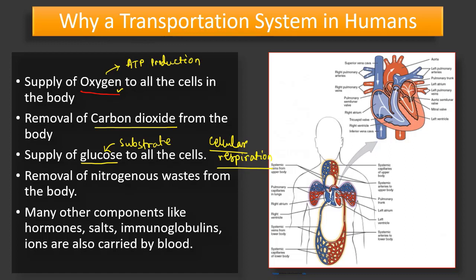So as you can see here, when we talk about the transportation system or cellular respiration or digestion, these are not completely separate processes. Instead, these are all related, and all of these processes need to work in coordination one after the other, so that we have the organism or the cell functioning, living.